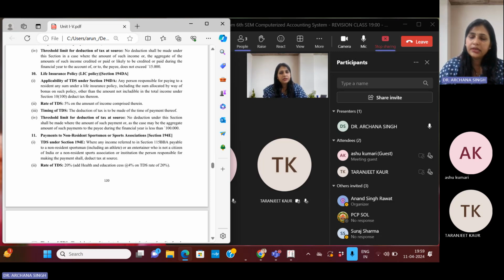Then at what time is the timing? The timing would be at the time when you are making the payment. Okay, so that will be the timing of deduction of tax. Then what will be the threshold limit of deduction of TDS? No deduction under this section shall be made where the amount of such payment, or the aggregate amount of such payments to the payee during the financial year, is less than rupees 1 lakh. So these are about life insurance policy, whether TDS would be deducted or not.